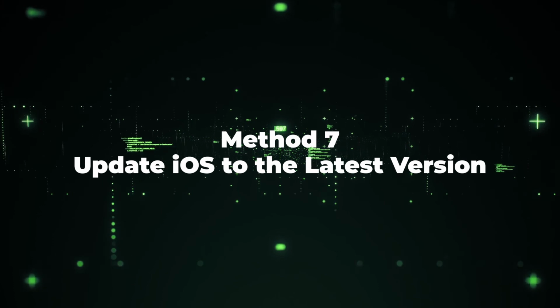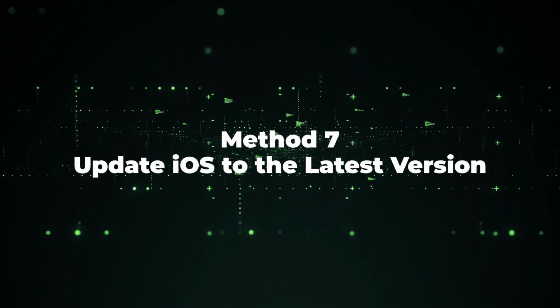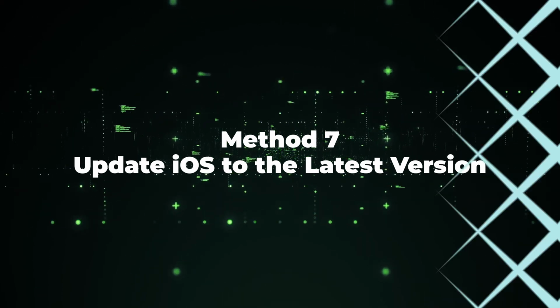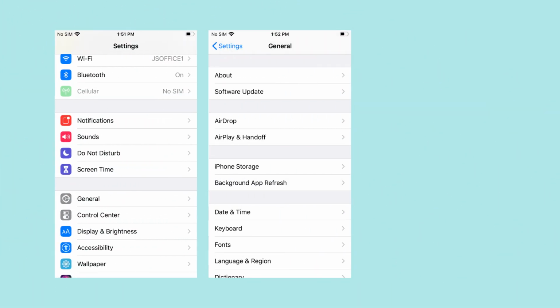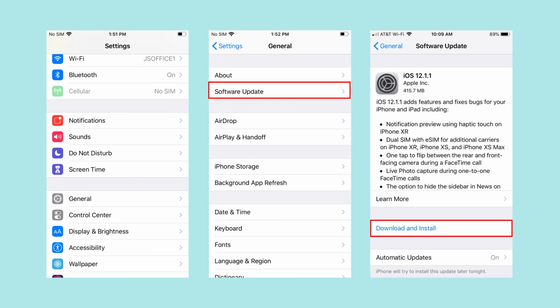Method 7. Update iOS to the latest version. An older version of iOS may also cause iPhone errors, so just open Settings, General, Software Update. Then click the Install button to update your iOS system to the latest version.